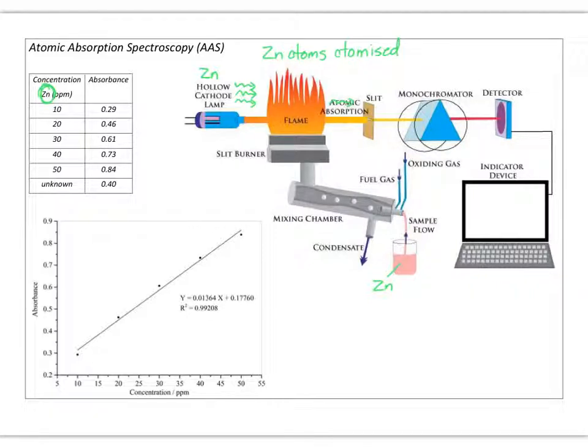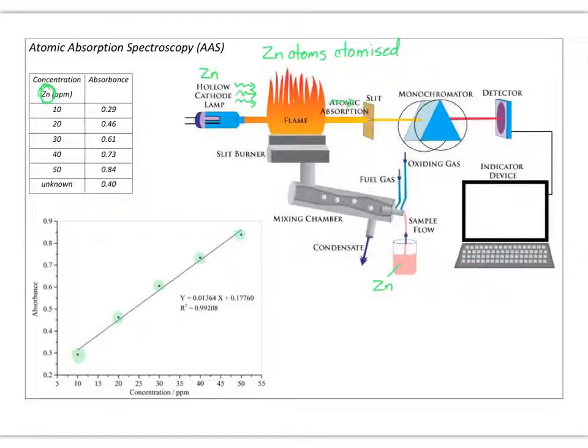So how do we use this in a practical sense? We'd start by doing a calibration curve. So we would make up known concentrations of zinc. In this case, a 10, a 20, a 30, a 40, a 50. And we would then run all of those through the instrument, and we would measure the absorbance for each of those. Then after we'd done that, we'd plot those up on a graph. So we'd plot up that point, that point, that point, that point, and that point.